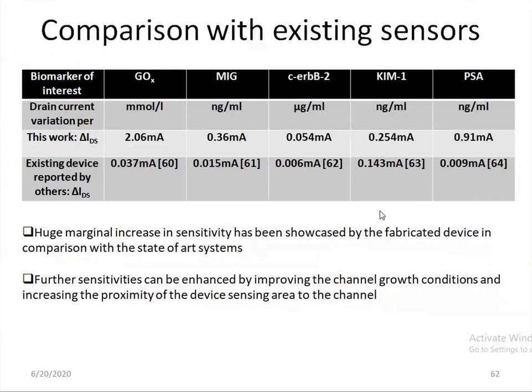If you go for further simulations or further modifications in device design, obviously you will end up with a device giving even higher sensitivity compared to our devices. So this research is still in a very primitive stage. There is a lot to come in this particular research.